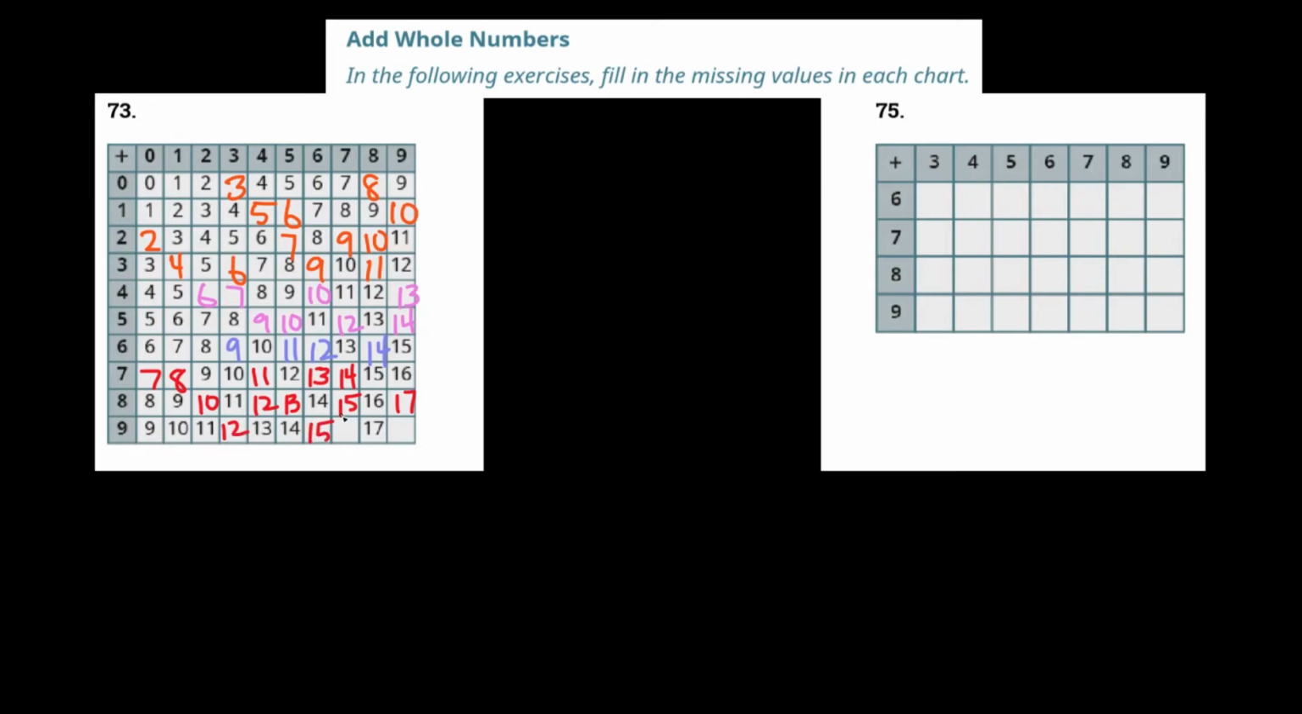We have 9 plus 6 is 15. 9 and 8 is not that. This is 9 and 7, which is going to be 16. 9 and 9 is 18.